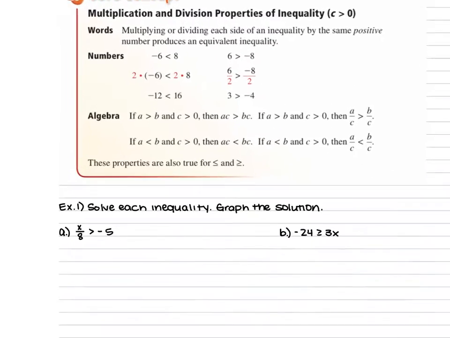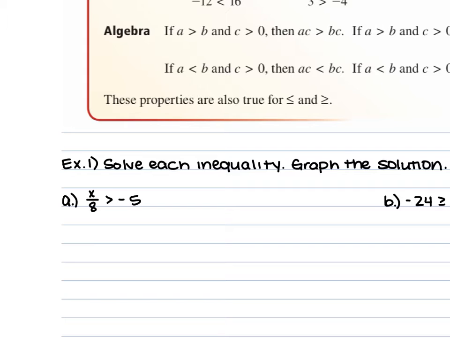So if we look at example 1, we have x over 8 is greater than negative 5. That x over 8 is the same thing as x divided by 8, so we're going to multiply each side by that 8 to get rid of it on the left side. So the 8's cancel out, and we have that x is greater than negative 40.